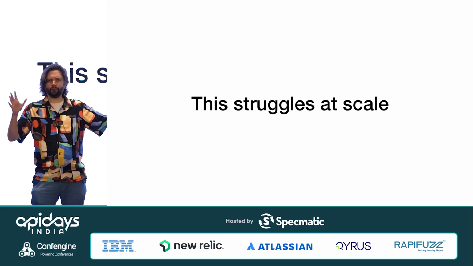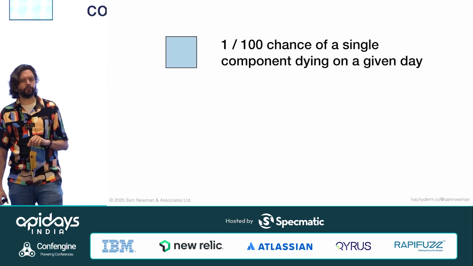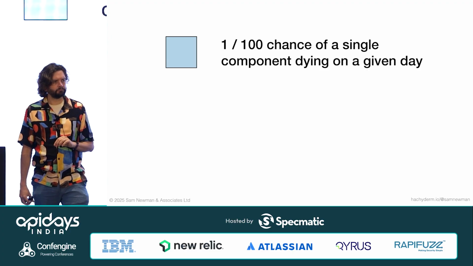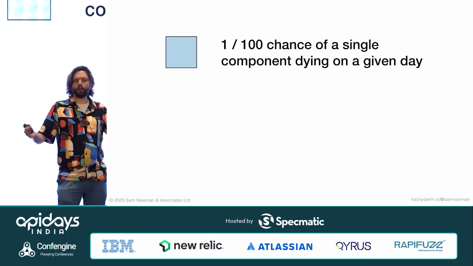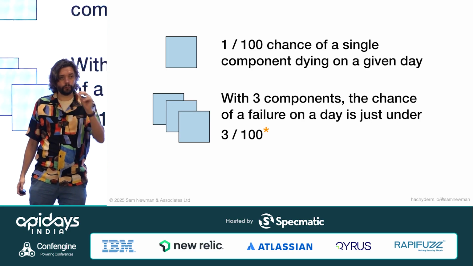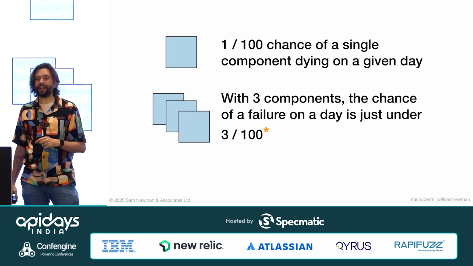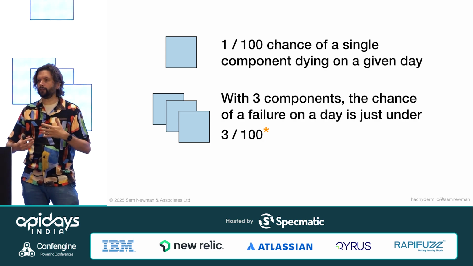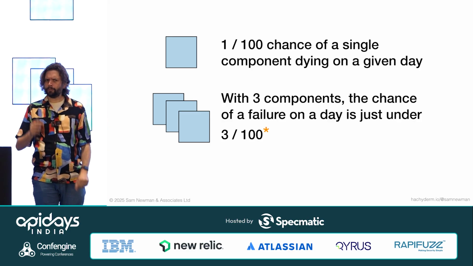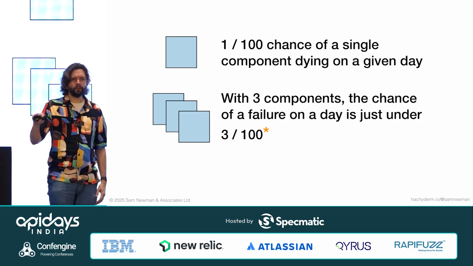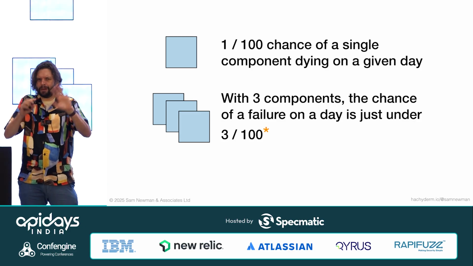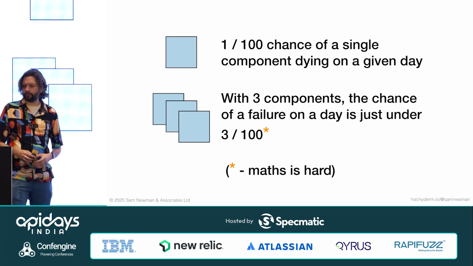So let's look at this from a mathematical point of view. If I have a single component in my system, and that component on any given day has a 1 in 100 chance of failing, then that means on any given day there's a 1 in 100 chance that component may be broken. If I have 3 copies of that component, all with the same failure rate, the chance on any given day of one of those components having been broken is now just under 3 in 100. Now, to my brain, it should be exactly 3 in 100 chance. My wife has explained this very carefully to me because she understands maths, I don't. It's not quite 3 in 100, but it's close enough, all right? So it turns out that maths is actually quite hard.